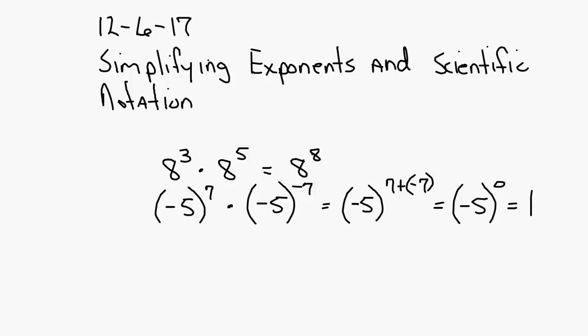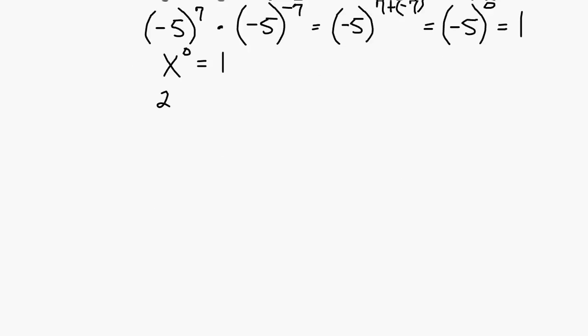Anything that you get on this quiz that ends up being raised to a 0 power, just convert it to a 1. If x is raised to the 0 power, make it equal to 1. If you end up with 20 to the 0 power, that's equal to 1. Anything equal to the 0 power simplifies to a 1. Okay?